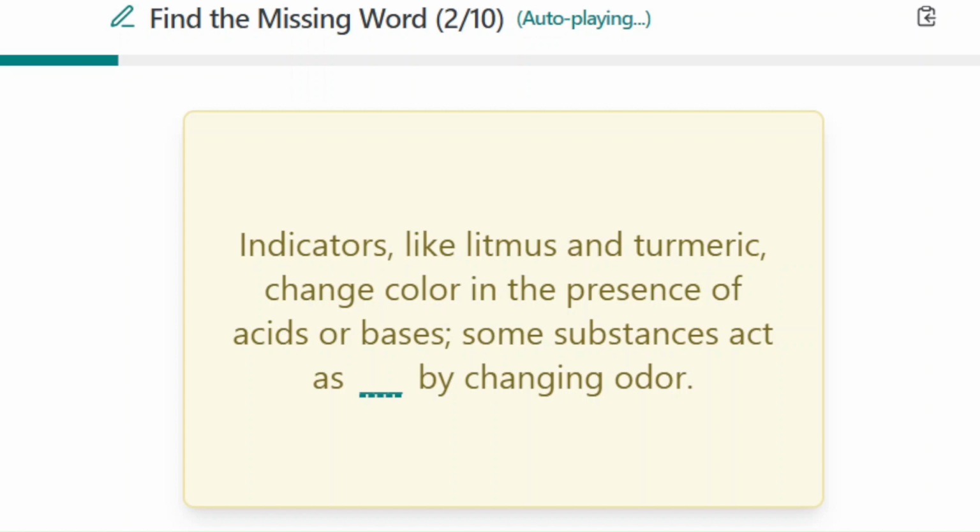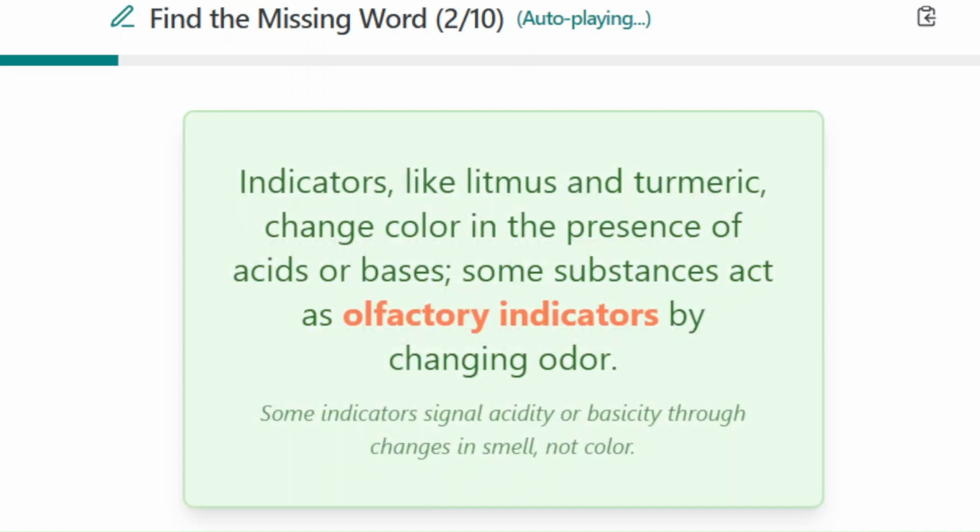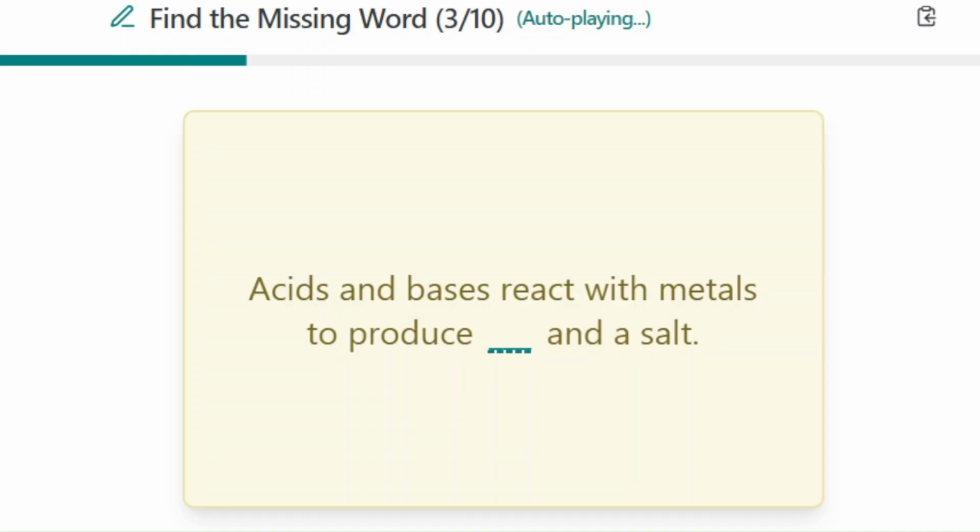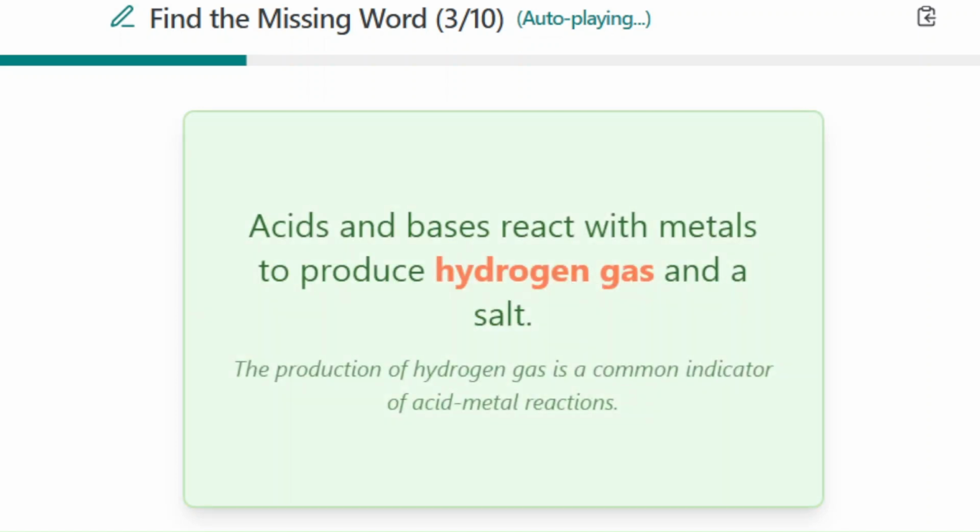Some substances act as dash by changing odor. Olfactory indicators. Explanation. Some indicators signal acidity or basicity through changes in smell, not color. Acids and bases react with metals to produce dash and a salt. Hydrogen gas. Explanation. The production of hydrogen gas is a common indicator of acid-metal reactions.